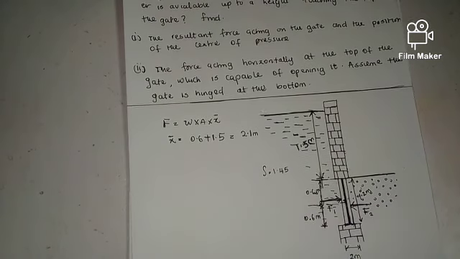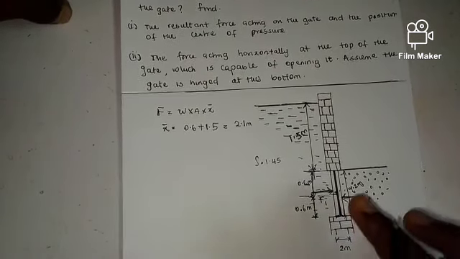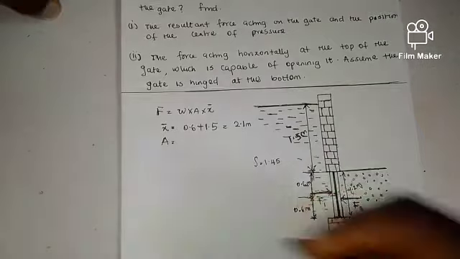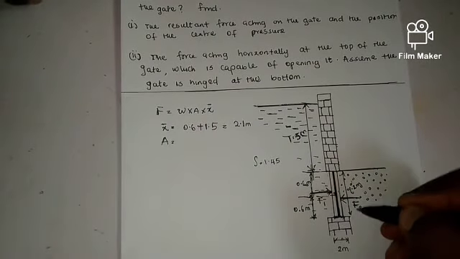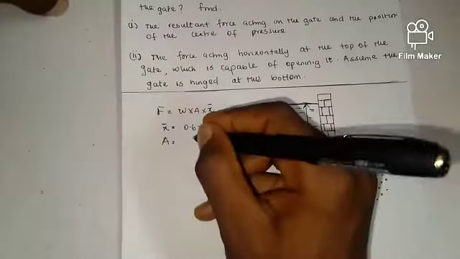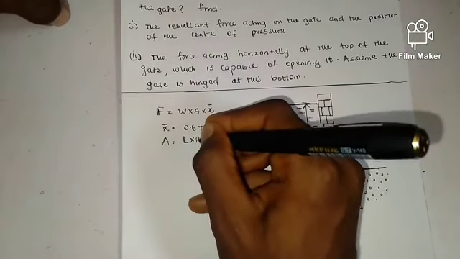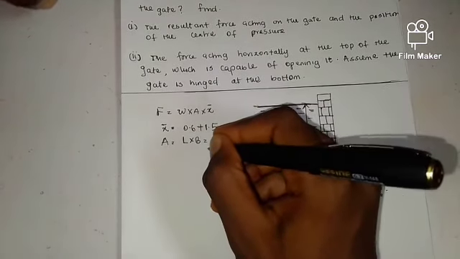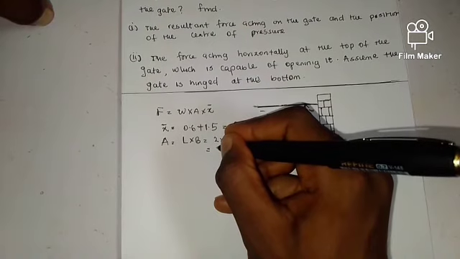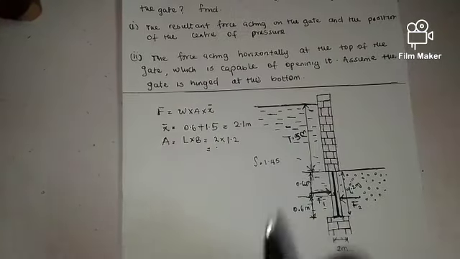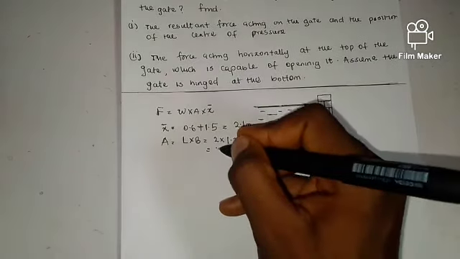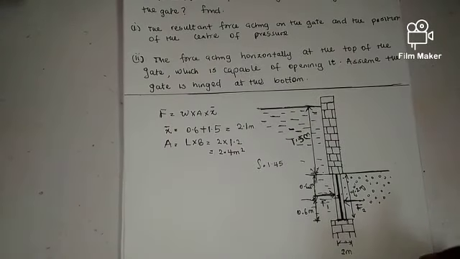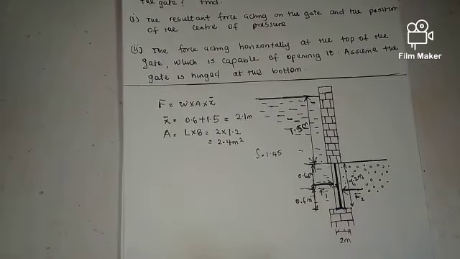So next is to calculate the area of my gate. To calculate the area of this gate, which I'm using to block this, the dimension given was what? 2 meter wide and 1.2 meter high. So we can basically say my area is length times breadth, which is equal to 2 times 1.2, which will give me 2.4 meter square. Is that taken? So that's that for my area.